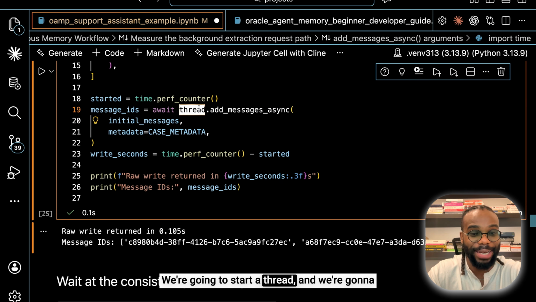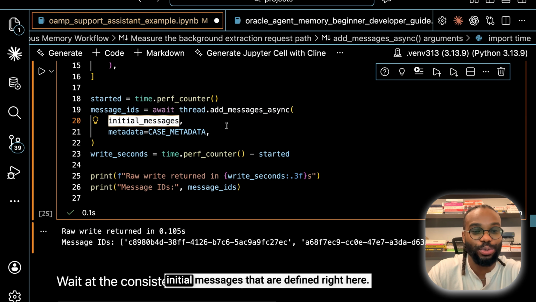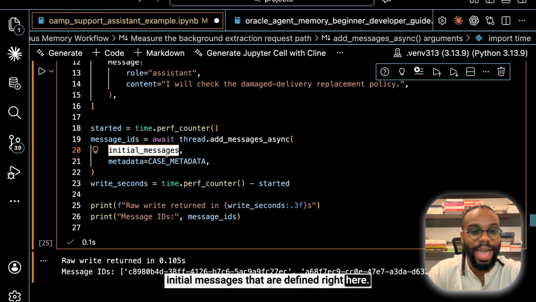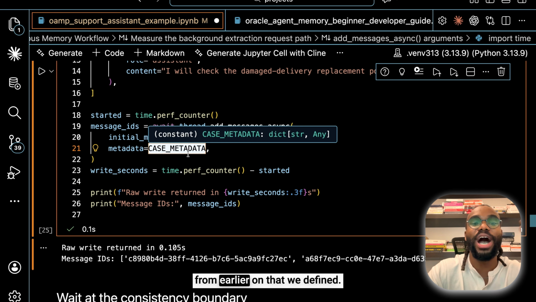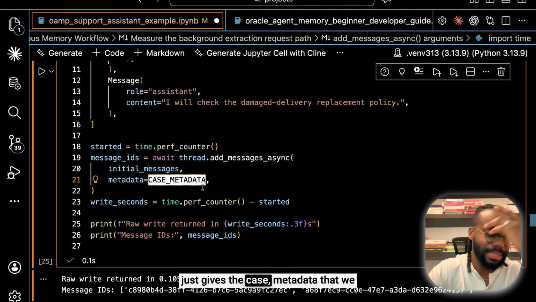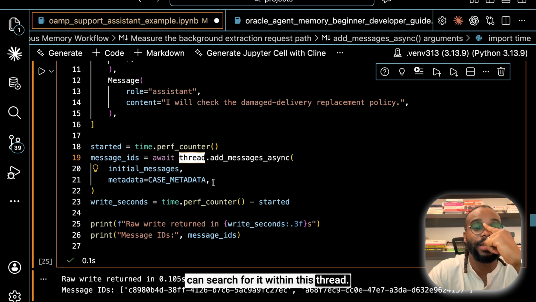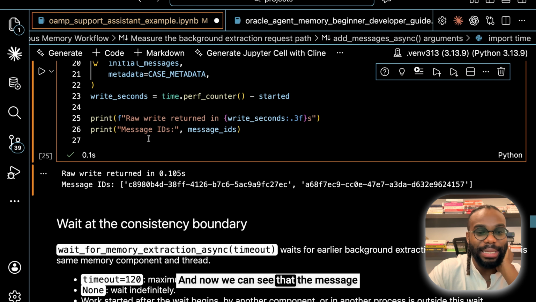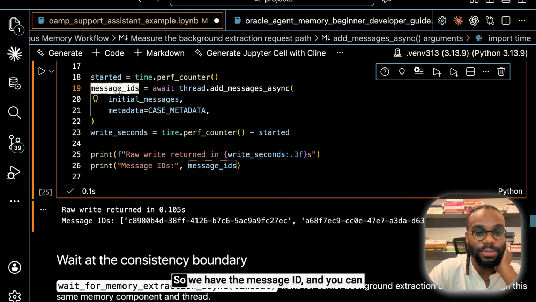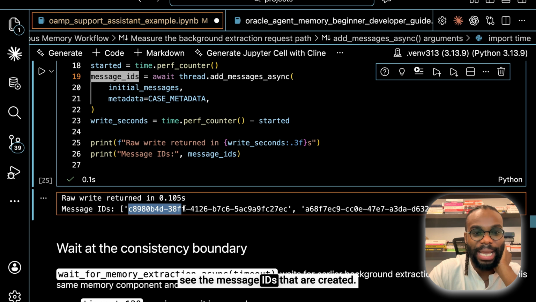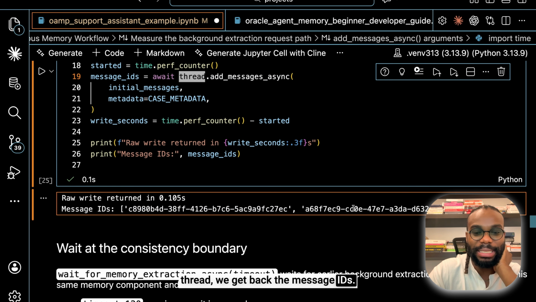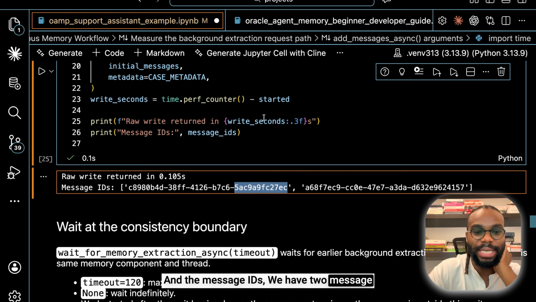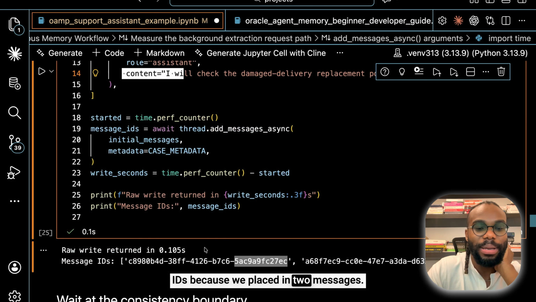We're going to start a thread, and we're going to add to our thread object from earlier. We're going to add the messages, which are the initial messages defined right here. And the metadata is basically the case metadata that we defined earlier, which just gives the case metadata that we can search for within this thread. And now we can see that the message is actually going to get written. So we have the message IDs that are created. Whenever we add something to the thread, we get back the message IDs, and we have two message IDs because we placed in two messages.